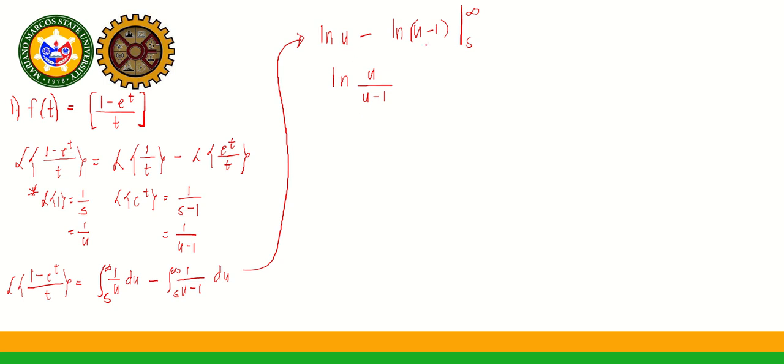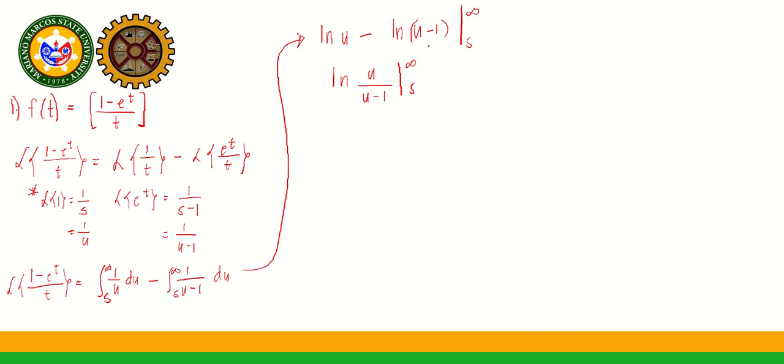Magdi-divide yung mga. So from here, if we try to substitute agad yung mga limits natin, ln of infinity over infinity minus 1, that is still infinity. The natural logarithm of infinity is undefined. So, hindi natin alam kung real ba siya or complex. So, para maiwasan yon, let us manipulate itong equation na to, so we could get a value.